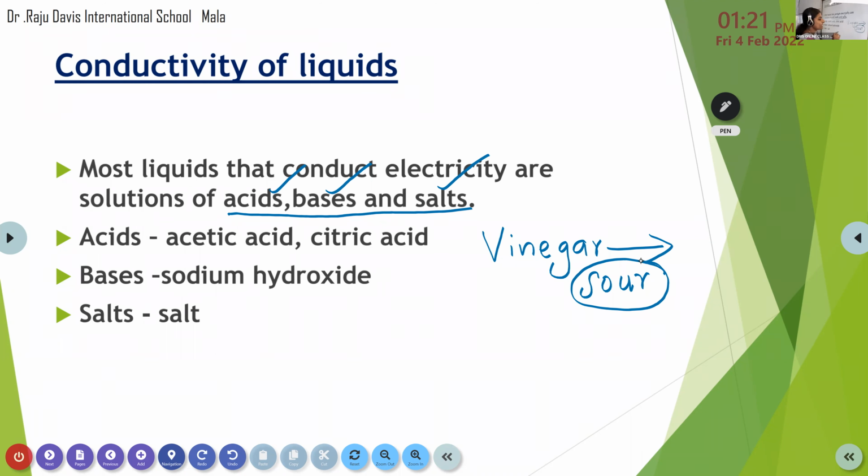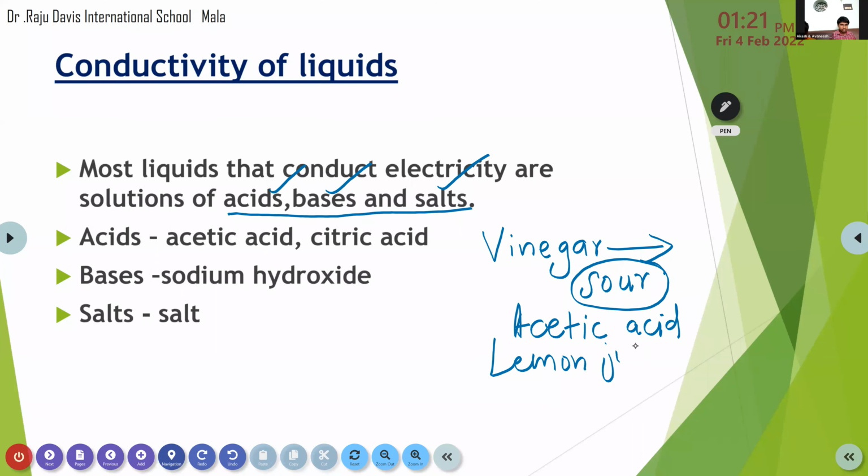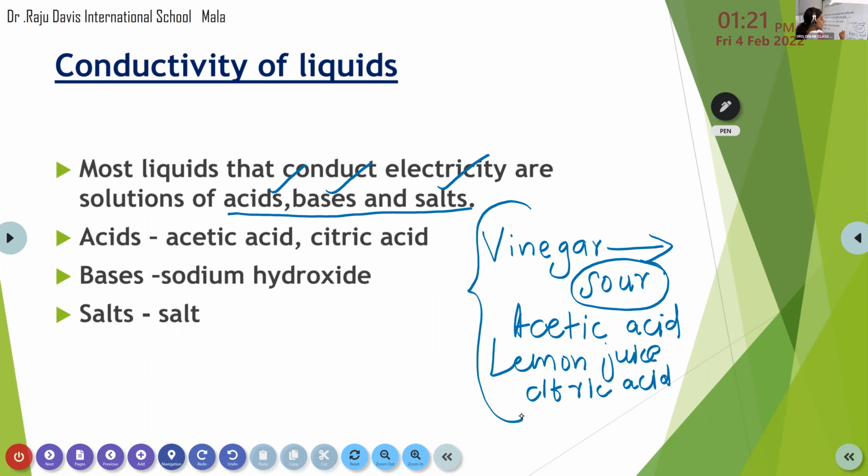In vinegar, which acid is present? Acetic acid. Then lemon juice contains citric acid. So if any acid is present, that liquid conducts electricity. Clear? If it contains some acid, it conducts electricity.